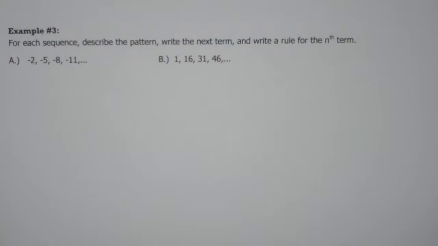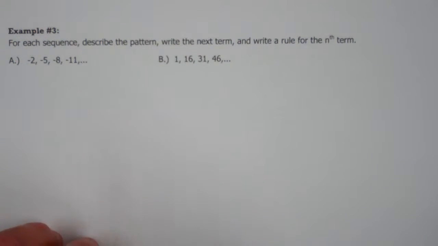In this example, we're going to describe the pattern that we see, write the next term, and then write a rule for the nth term. Let's look at part A. We've got a sequence here, -2, -5, -8, -11, ... meaning it goes on forever.